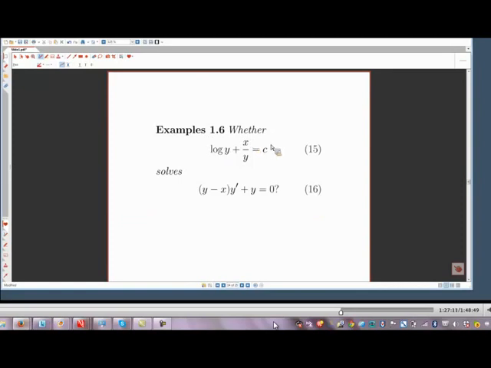What do you think? Is this an explicit solution or implicit solution, if in case it solves this differential equation? Will that be implicit or explicit? Very good. That would be an implicit solution if it solves it. What makes it implicit? Log. That's exactly right. Log makes it implicit.